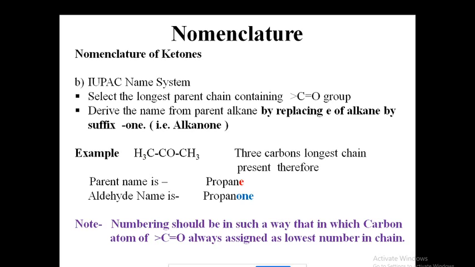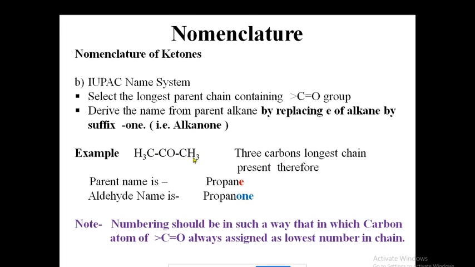IUPAC nomenclature. As usual, first step, select the longest parent chain containing the carbonyl group. Then derive the name from the parent alkane by replacing the E of the alkane with the suffix ONE. So if you see here, in this alkane, that E is replaced by ONE. It becomes an alkanone. Let's take the example CH3COCH3. So it's acetone actually.